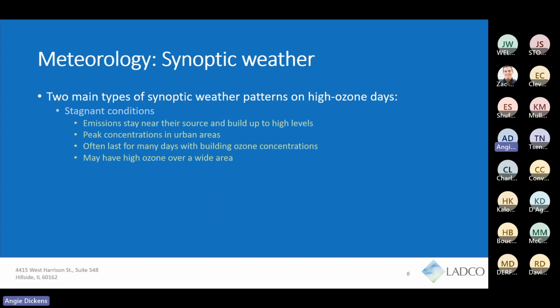If we look at the synoptic weather, the larger scale weather patterns, we have two main types that are most common in high ozone days. First is stagnant conditions. Under these conditions you're not having a lot of winds, and emissions stay near their source and build up to really high levels. These tend to lead to peak concentrations in the urban areas close to the emission sources. These episodes can last for many days with building ozone concentrations over that time period. And because these calm, stagnant, hot conditions tend to occur over a wide area, we can have high ozone concentrations in urban areas over the whole LADCO region with this kind of an episode.